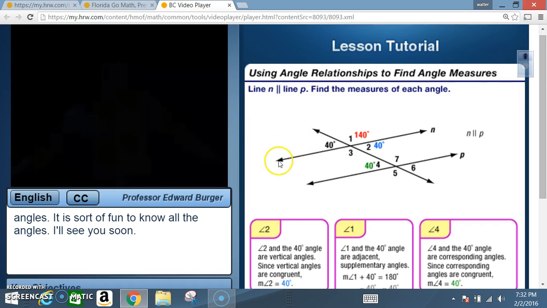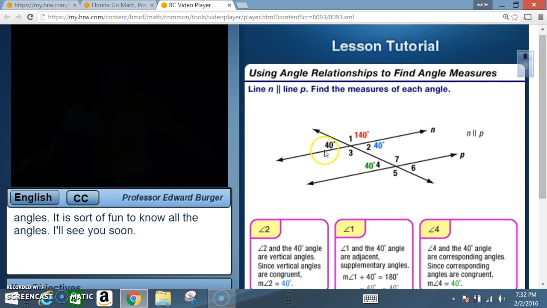Now, the first thing you need to know is you have two parallel lines, 1 and 2. Here you have a line that is bisecting or cutting the two parallel lines. This line is called a transversal. Now remember, all straight lines are 180 degrees. So it's 180 degrees here, 180 degrees there, and 180 degrees there.